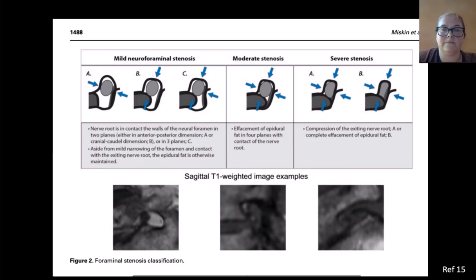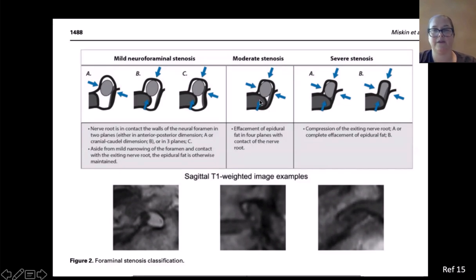And it's very similar. So for mild, they give a couple of examples here. So you've got nerve root in contact with the wall of the neural foramen. So the fat is effaced, just like the last case. They're just describing it a bit differently, in either one plane, so AP here, or craniocaudal, or in three planes, so three different sides. Aside from the narrowing, the neural foramen in contact with the exiting nerve, the epidural fat's otherwise preserved. So that's mild. So very similar to Lee.